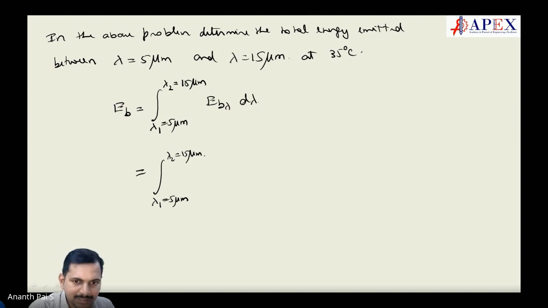micrometer. It is given as C1 divided by lambda power 5.